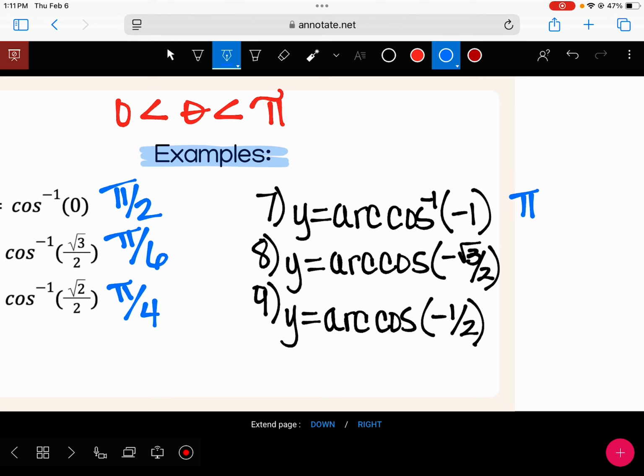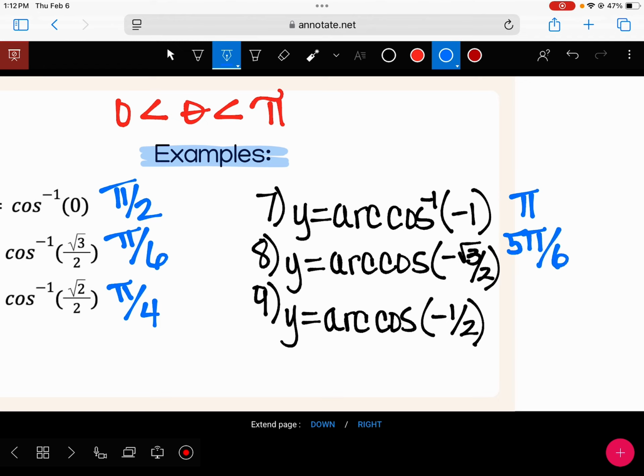Tamaya, where is cosine negative root 3 over 2? So looking in quadrant 2, where is your x value negative root 3 over 2? Any guesses? You're not sure? That's okay. What did you say? 5 pi over 6.